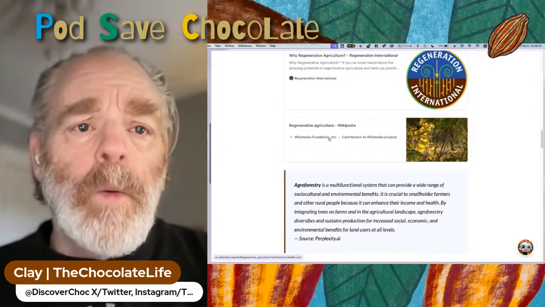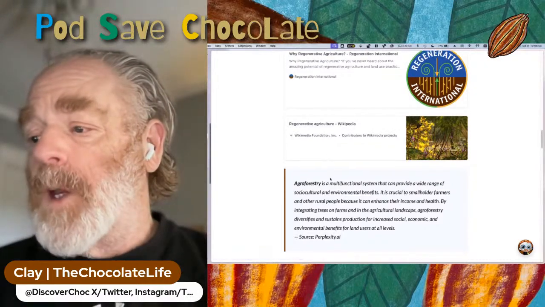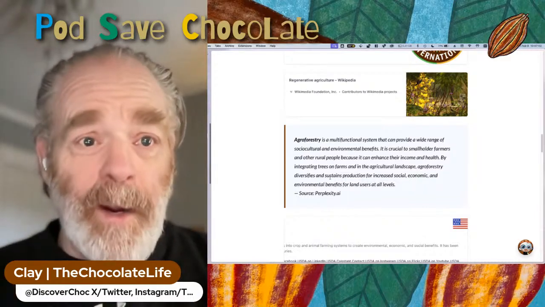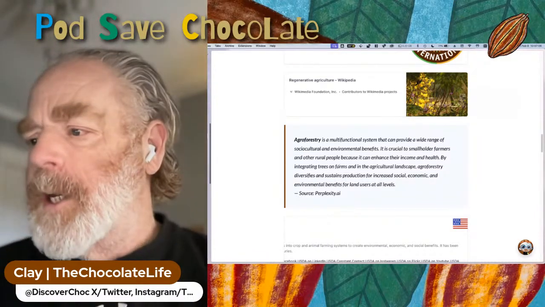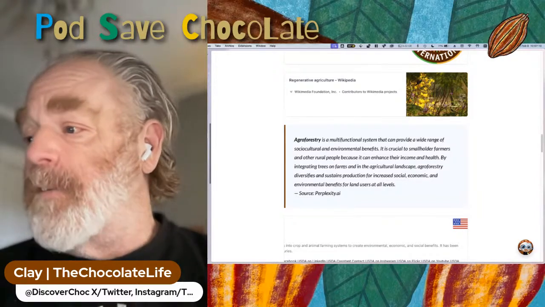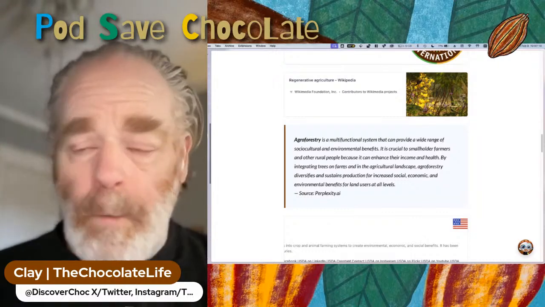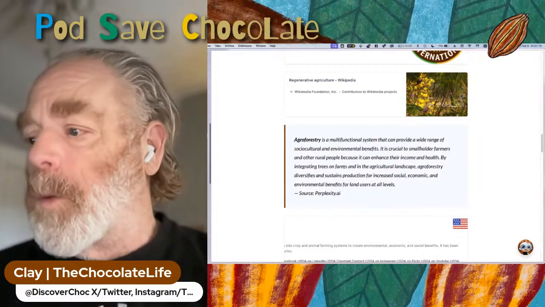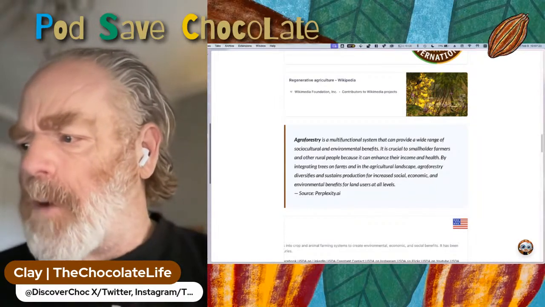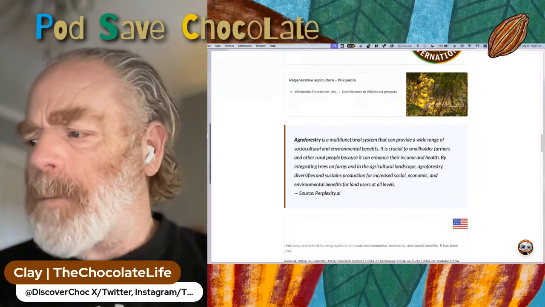Particularly, I want to contrast this notion of regenerative agriculture with a term called agroforestry. I did the same thing: I went to Perplexity and asked, what is agroforestry? It says it's a multifunctional system that provides a range of social and environmental benefits, and it's crucial to smallholder farmers and other rural people, because it can enhance their income and health. By integrating trees on farm and in the agricultural landscape, agroforestry diversifies and sustains production.